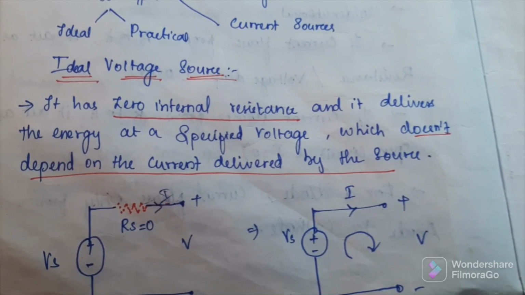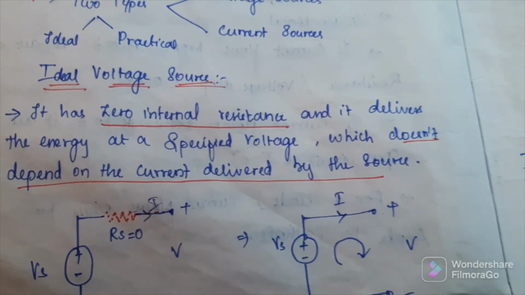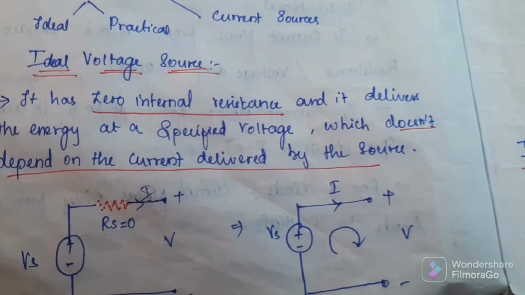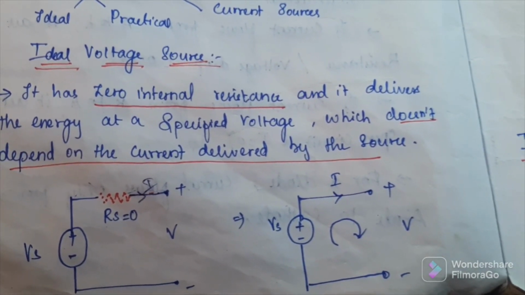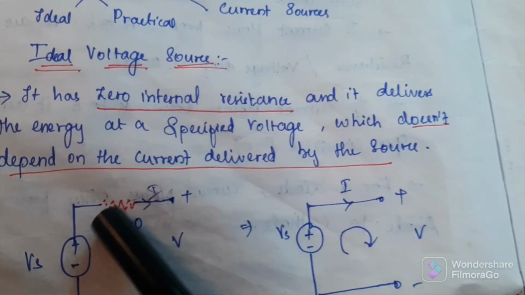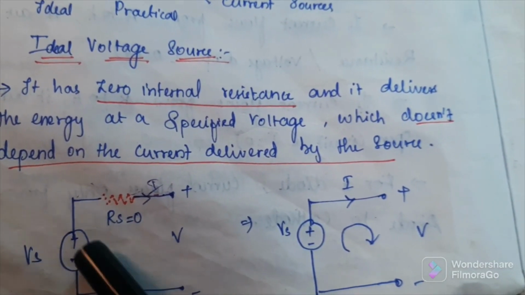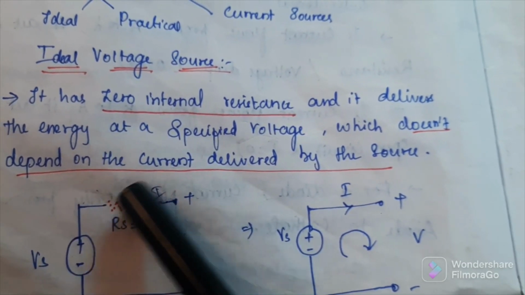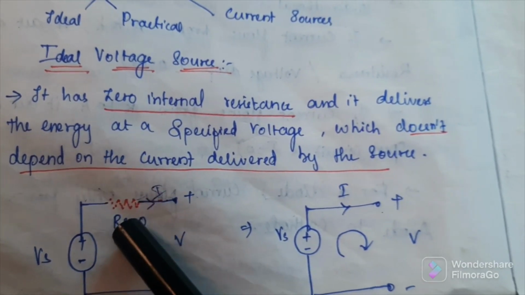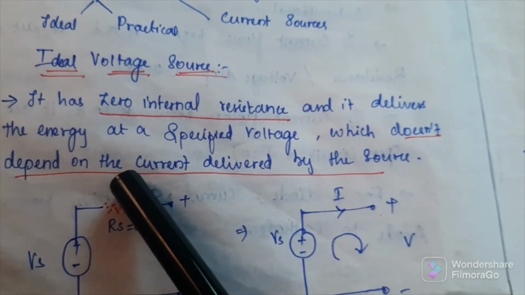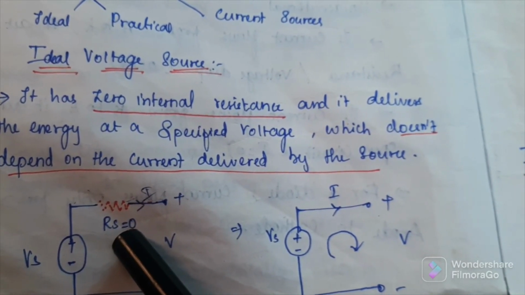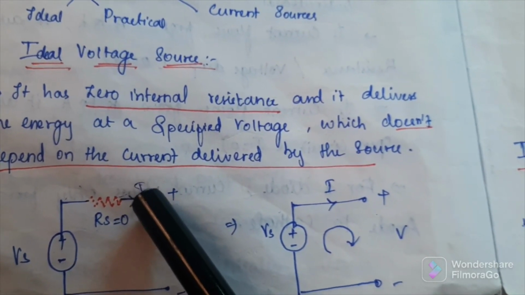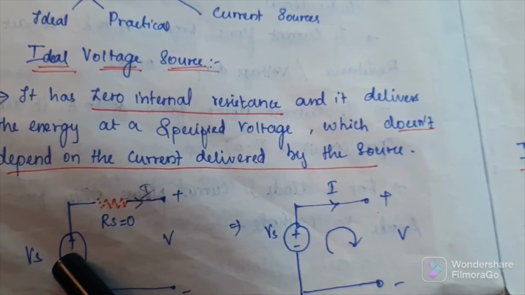Ideal voltage source. So ideal voltage source means the voltage source is ideal. We don't have any internal resistance. So listen, here we have a voltage source. In this voltage source, we do not connect any resistance. So we can have Rs is equal to 0. That is, internal resistance is not connected. Okay, and V is the output voltage. The current I flows due to the voltage source.